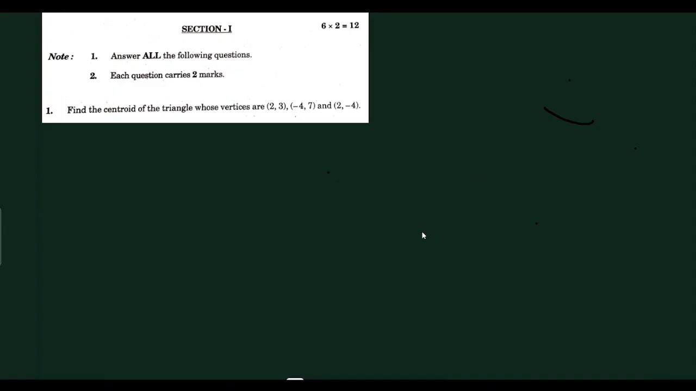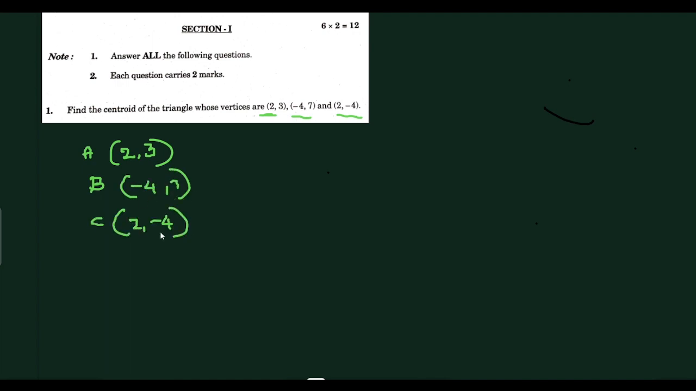Here you can see the question, section 1. In this section, every question carries 2 marks. Here they have given three points: A is (2, 3), B is (-4, 7), and C is (2, -4), and they are asking us to find the centroid of these 3 points. Now, how to find it?